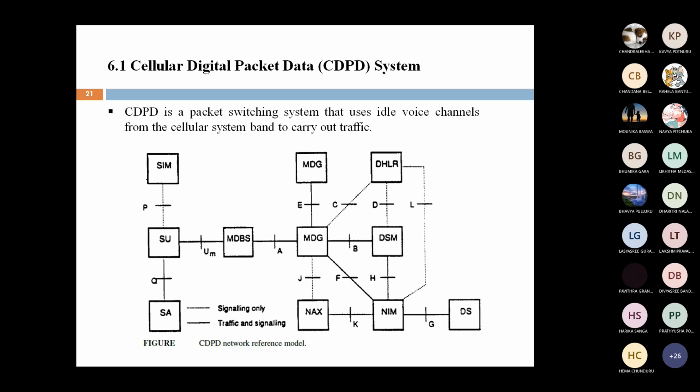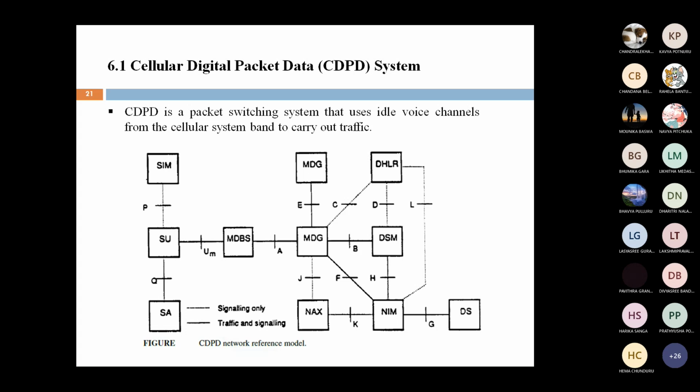This CDPD is used especially for data transmission only. Whenever the voice channels are in an idle condition, then automatically, by using those voice channels, we send data. Here, what is the CDPD network reference model?